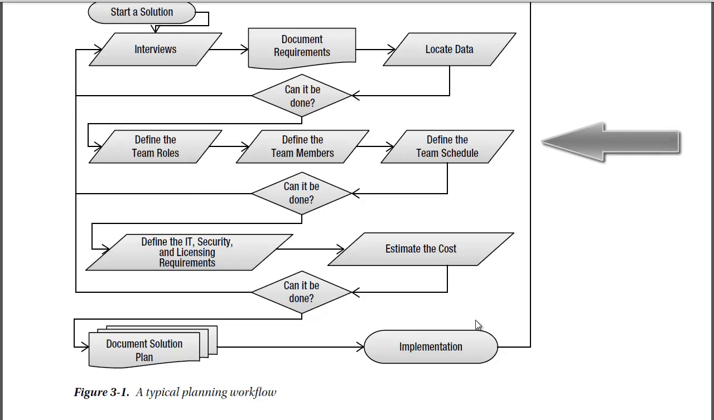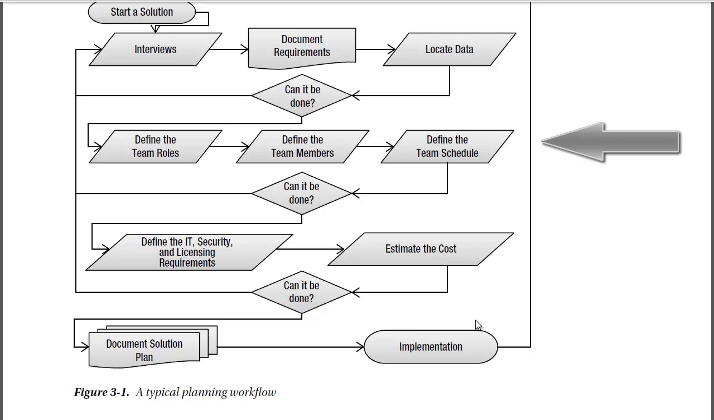is defining who's going to do what. Now, if you cannot perform the project, hopefully the interviews and trying to locate their data, etc., will tell you that. And you'll have to go back and talk to them at that juncture. But let's say that you've got past that, you've moved down to defining the team roles, defining the team members, and defining a team schedule.